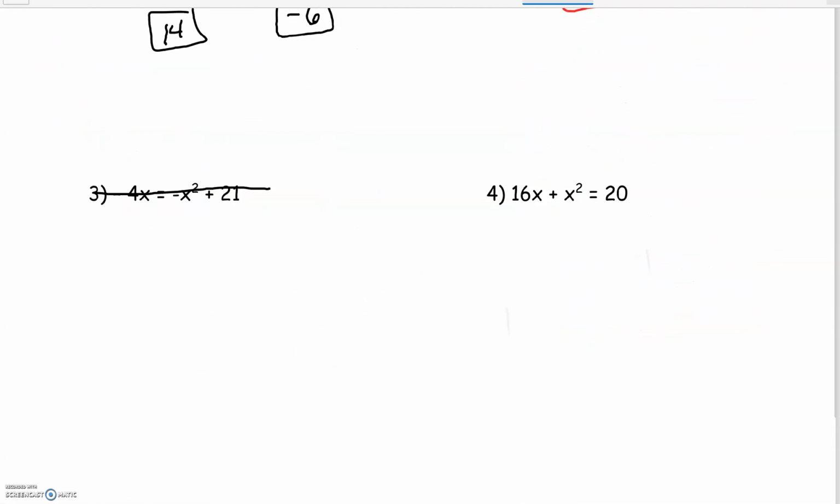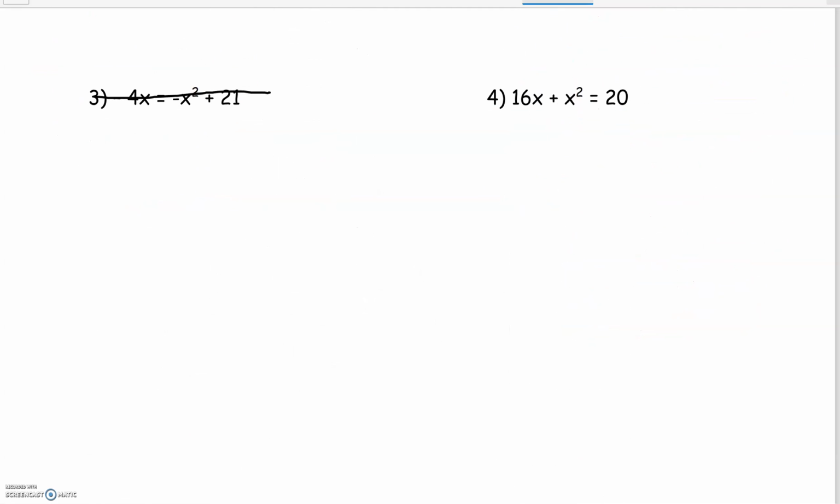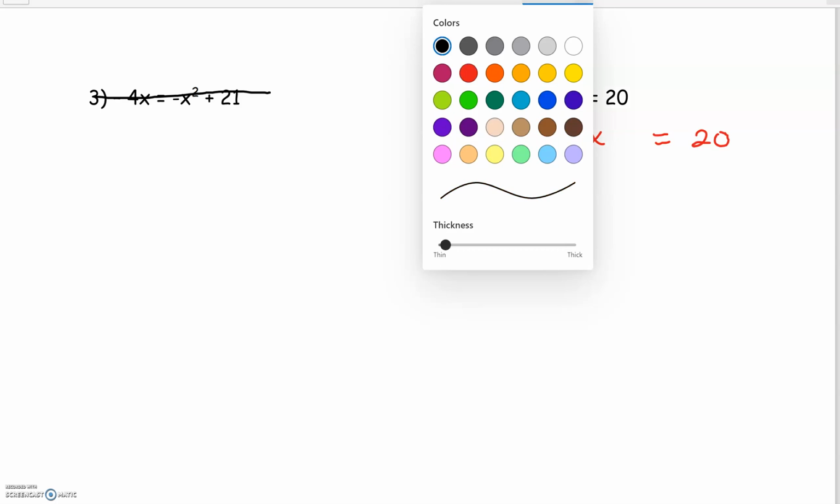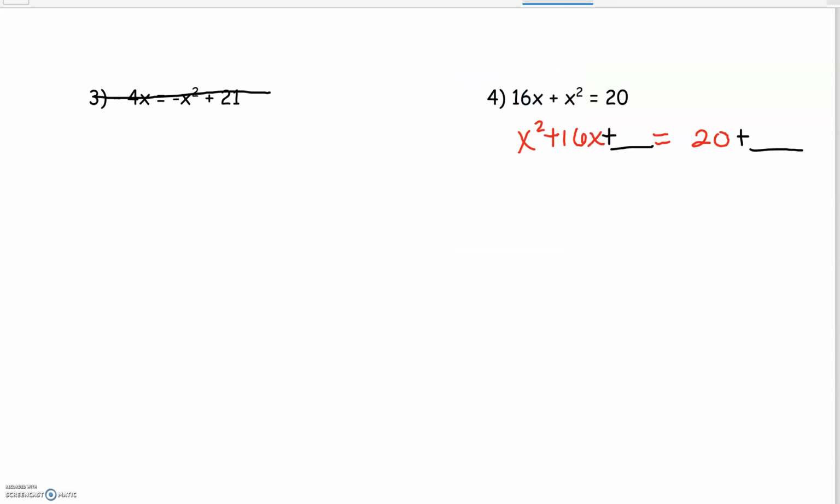We're going to skip number 3 and move here to number 4. Again, you can try it on your own if you'd like, or you can follow along. And we are going to rewrite it with our x squared in front, kind of in standard form, but we want to leave that 20 on that side because we need this spot right here open for our magic number.